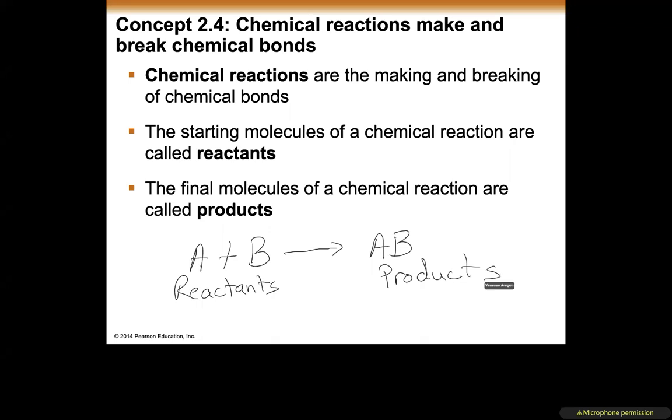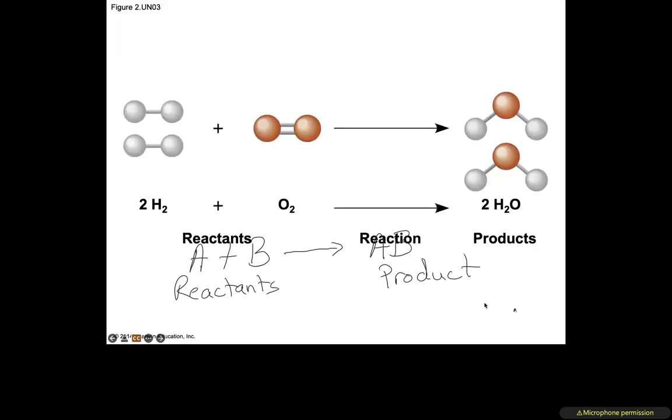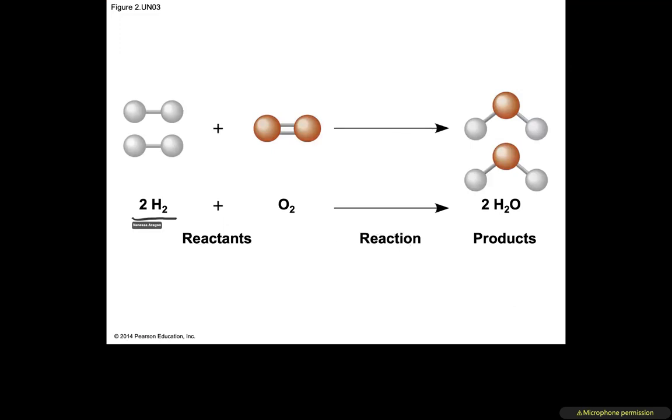Now, this reaction can go in the other direction also, where you can end up with AB turning into A plus B. Well, then the direction of it, which one's a reactant and which one is the product, will get flipped. Let's give you an example here. Your reactants and your products. So these are two hydrogen gas molecules and one oxygen gas molecule. They are going to produce two water molecules.